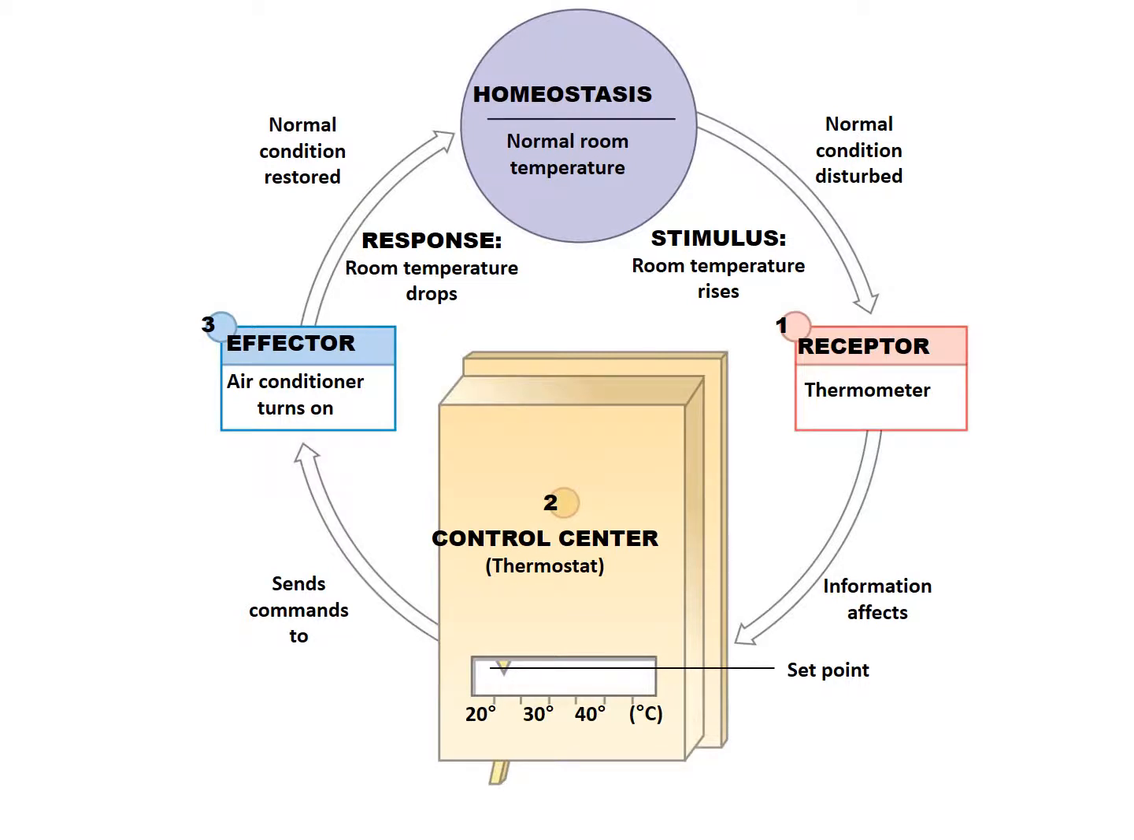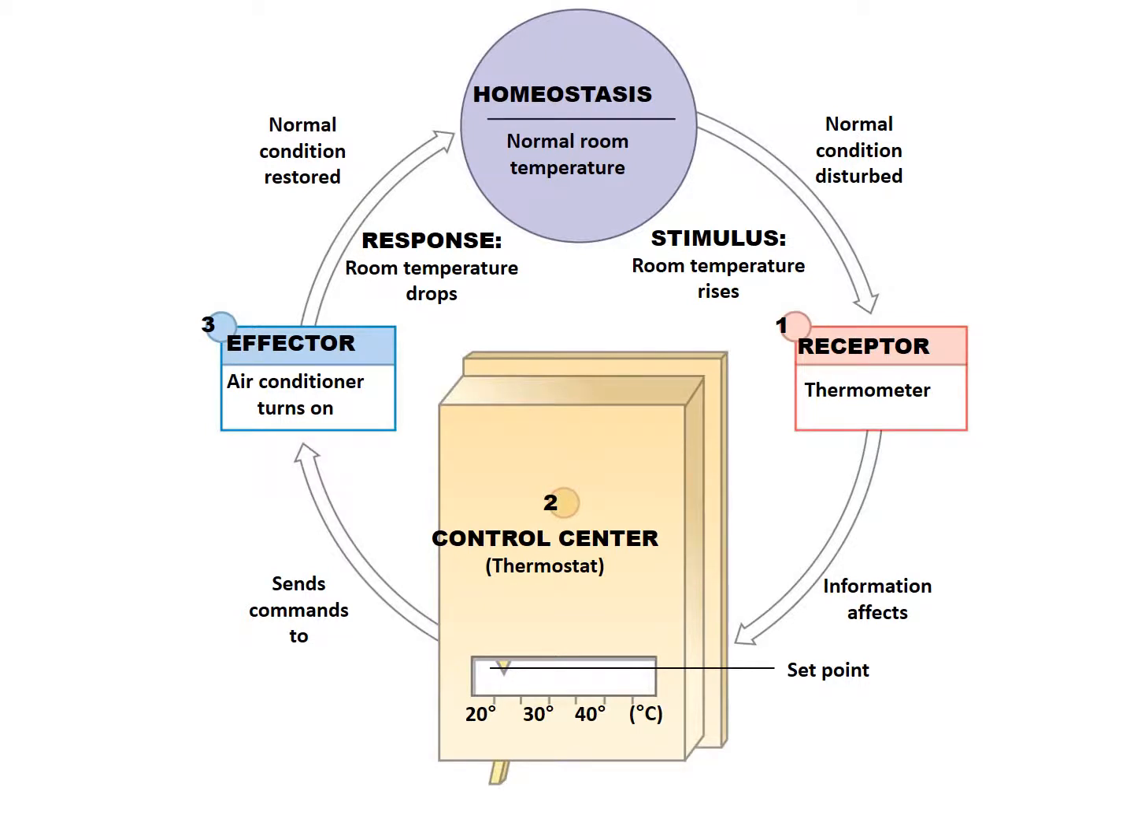So we then activate the receptor. The receptor, in this case, the input, is going to be the thermometer. The thermometer now senses that it's too warm. This information is going to go to the thermostat or control center of the actual mechanism. The thermostat is checking, it's set at 22 degrees Celsius and it is too far above this general set point.